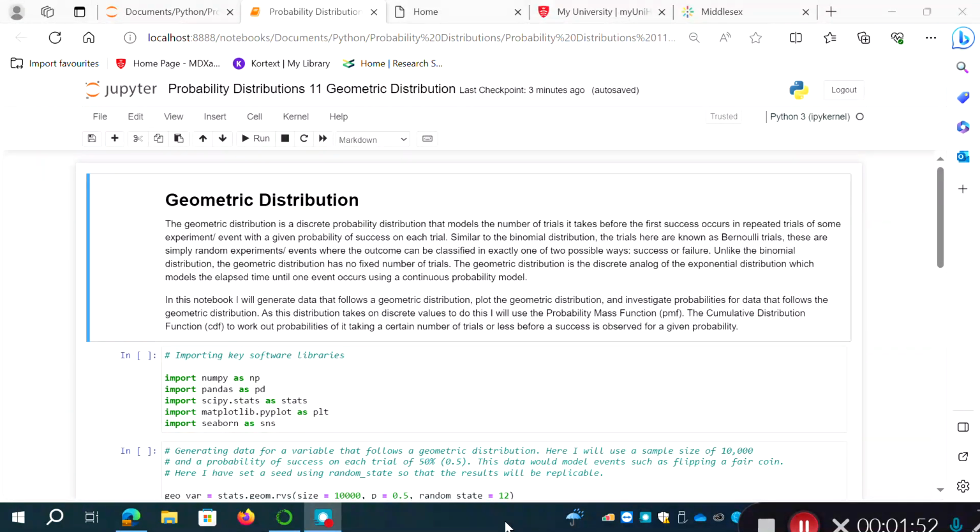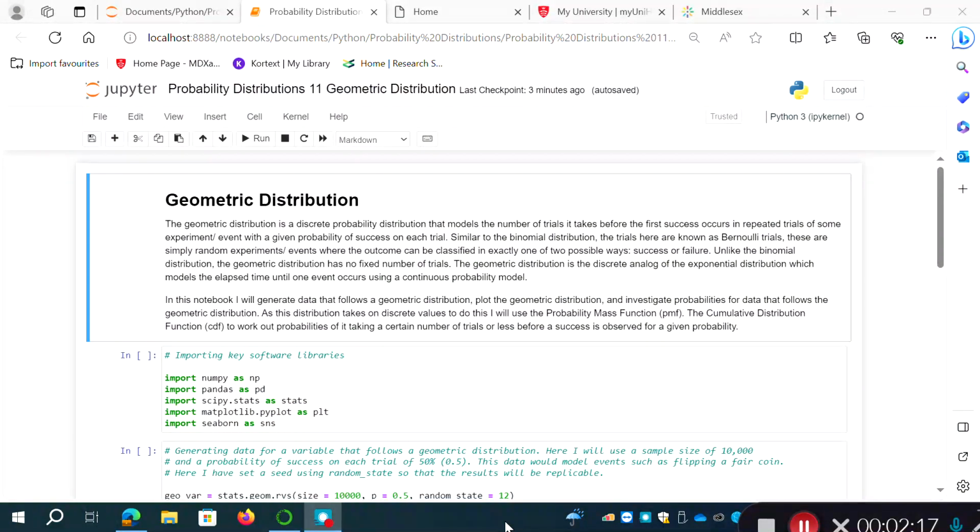The geometric distribution is the discrete analog of the exponential distribution, which we looked at in a previous video where we were talking about the relationship between that and the gamma distribution. And the exponential models the elapsed time until exactly one event occurs using a continuous probability model. Here, though, the geometric is a discrete probability model.